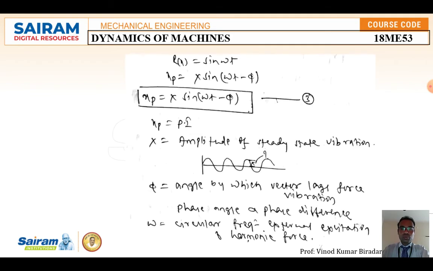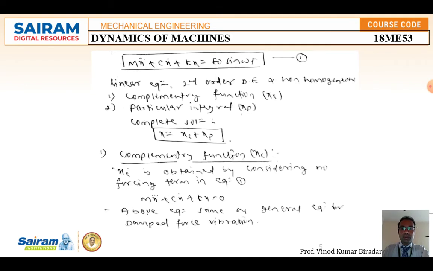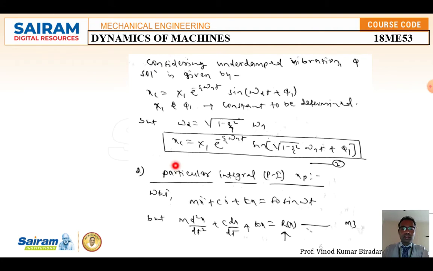Once you have calculated the complementary function, go on to calculate the particular integral. It is also denoted by capital PI, and also as x suffix p. We know that the particular integral equation is mx double dot plus cx dot plus kx is equal to F0 sin omega t, which we already derived. We require this model when we study the M3 subject in the third semester.